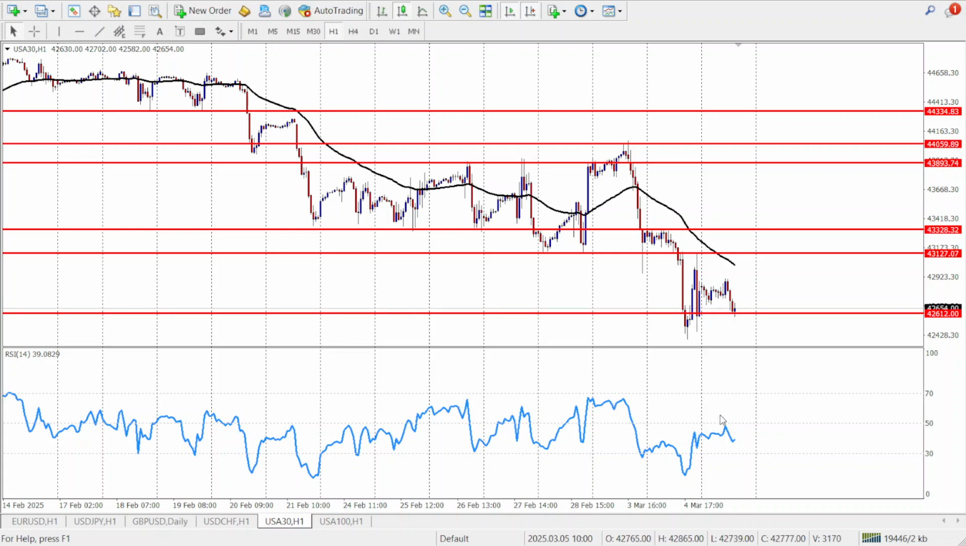Okay, so for your entry, just wait for the price to break key support or resistance levels, or when an indicator like the RSI confirms an overbought or oversold condition, then your stop loss should be just beyond the most recent swing high or swing low. Swing high for a sell. If you enter a sell, stop loss can be above the swing high. If you enter a buy, stop loss can be below the swing low.